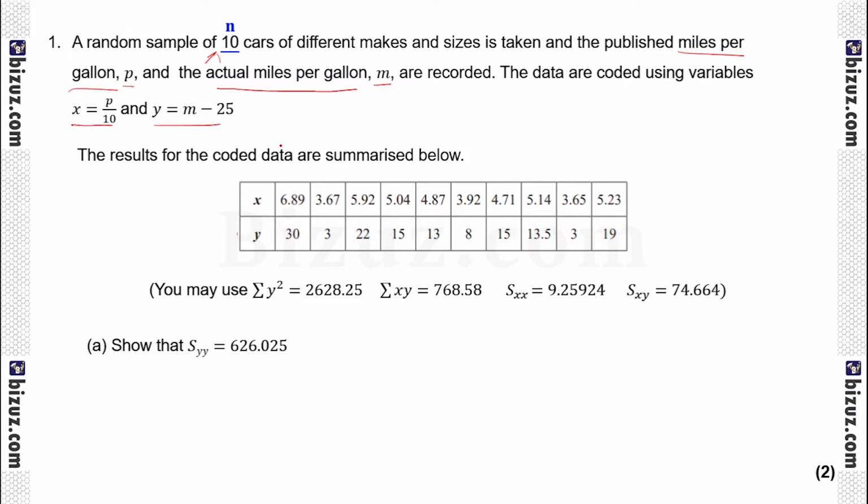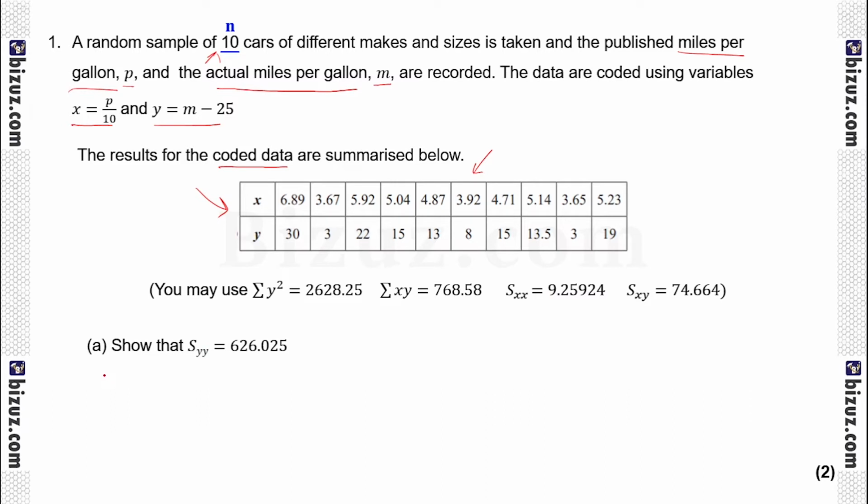All right. The results for the coded data. Okay, this is the table for the coded data x and y, summarized below. So we have, as expected, 10 sets of data here in 10 columns for 10 corresponding values of x and y. All right. You may use, okay, so here are a couple of summary statistics given here.